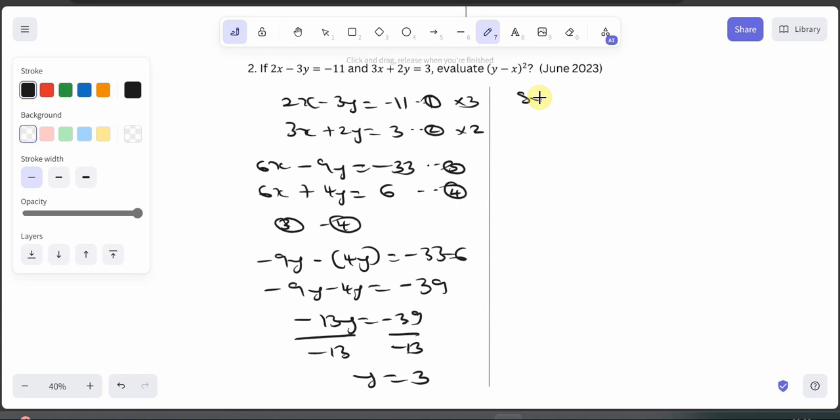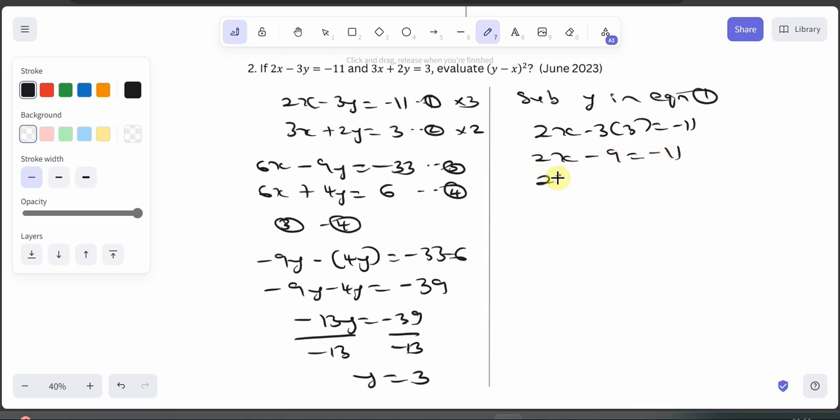So substituting y in equation 1, this would be 2x minus 3 open brackets 3 is equal to minus 11, and this is 2x minus 9 is equal to minus 11, and 2x is equal to minus 11 plus 9. So 2x will be equal to minus 2. So if I divide both sides by 2, my x will be equal to minus 1.